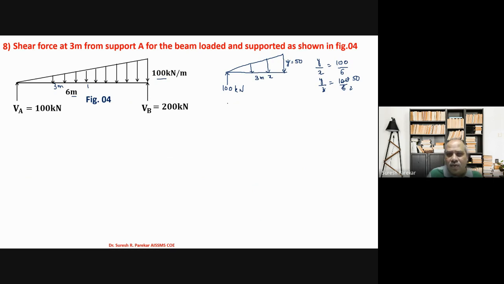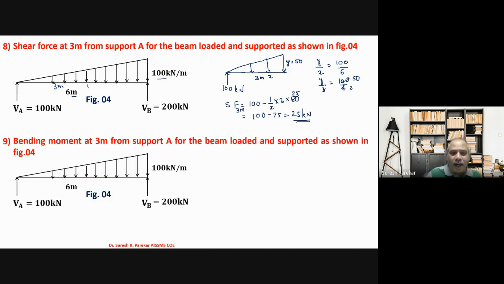And then we have to find out shear force. So shear force equal to 100 minus half into x, we have 3, y we have 50. And then we have this value that is equal to 100 minus 2 ones are 2, 2 fives are 10, 75. So we have 25 kilonewton. So shear force at 3 meter from support A is 25 kilonewton.